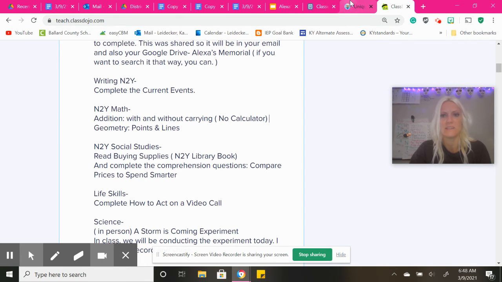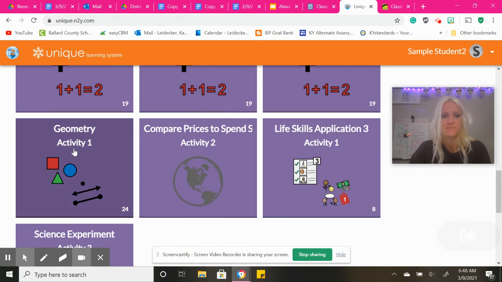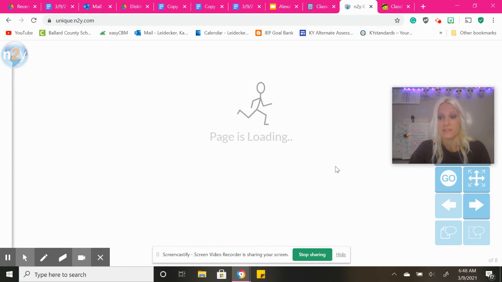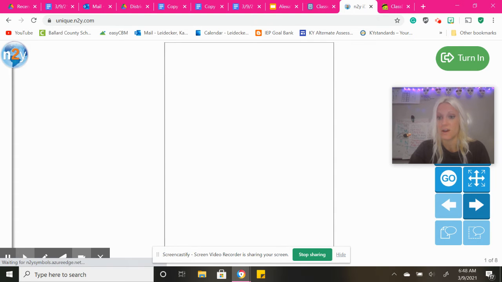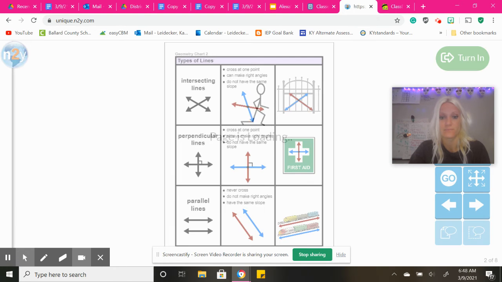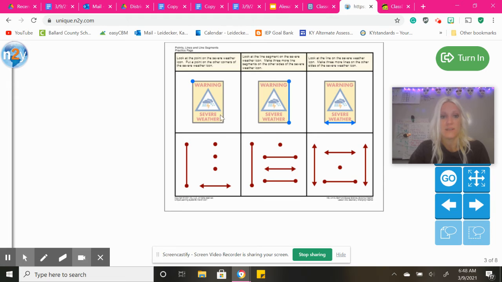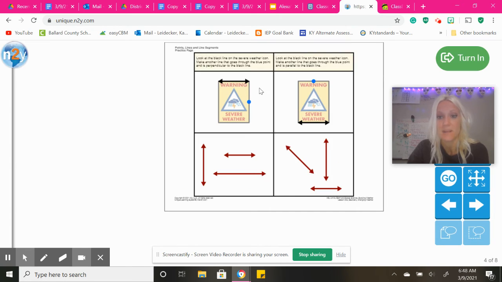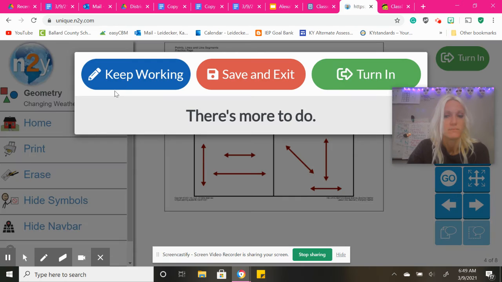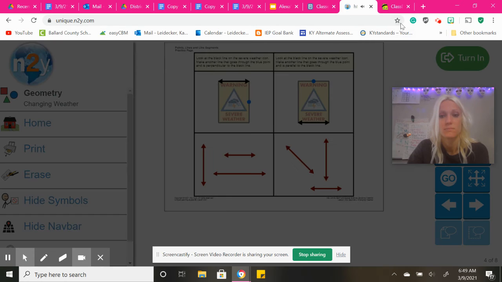And then we have points and lines, which is geometry. So this again is review. We have notes in our math journal on our Google Slides. So with this, all it's asking you to do is look at the point, the line segment, and the line. So you will complete that by matching up the correct vocabulary to the line, point, or line segment. There's more to do.